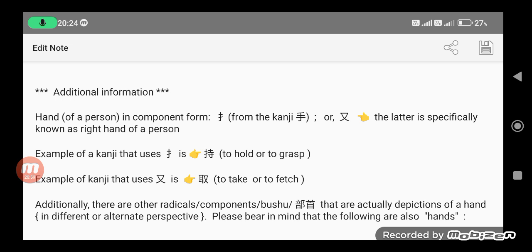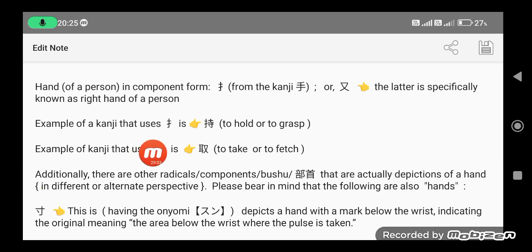Okay, so an example of a kanji that uses this radical is ji or motsu, mochi. This kanji has the meaning to hold or to grasp. So you see, because it has the radical of hand, it influences the meaning. It has a direct relation to the meaning of this kanji.